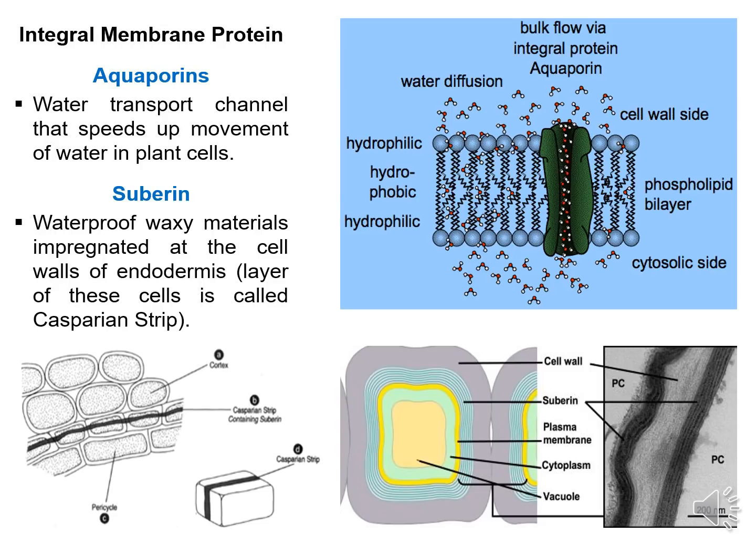By looking at aquaporins, we can actually guess the words: aqua, which means water, porin, which means pore, meaning that there must be something to do with a pore which will allow the water to flow through. Aquaporin is a water transport channel that speeds up the movement of water in plant cells. By looking at the diagram in this slide, we can see aquaporin really helps to increase the volume of water passing through the cell membrane, either from intracellular to extracellular, or from extracellular into the intracellular of the cell.